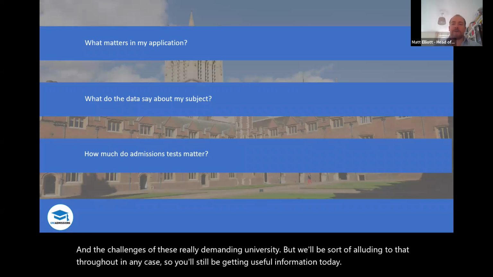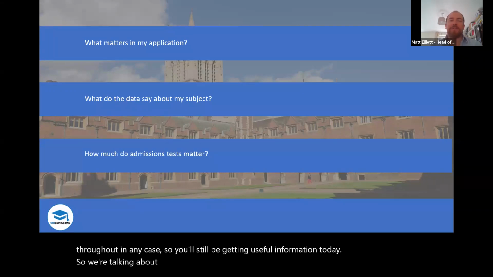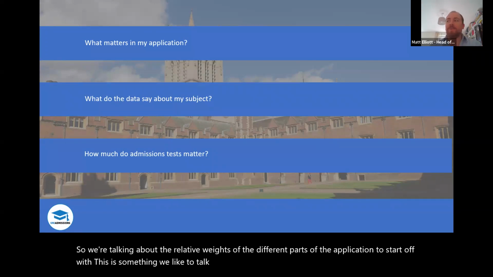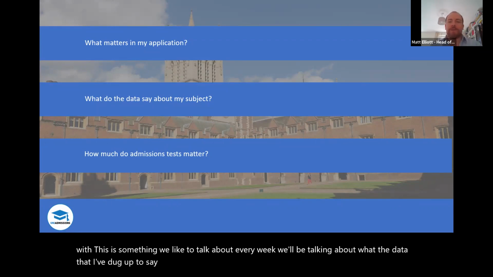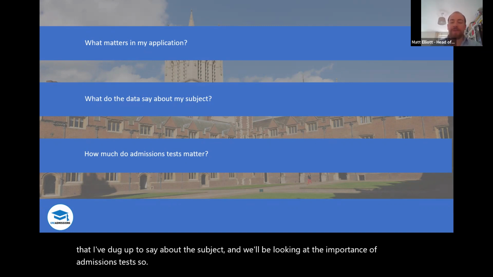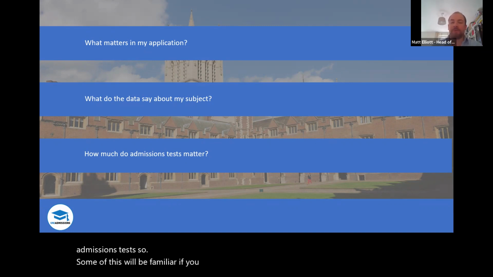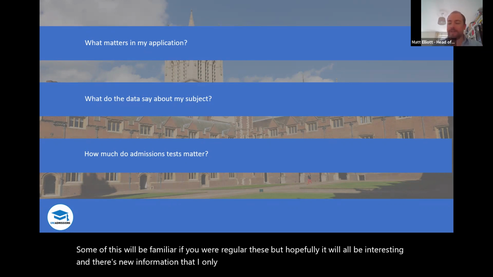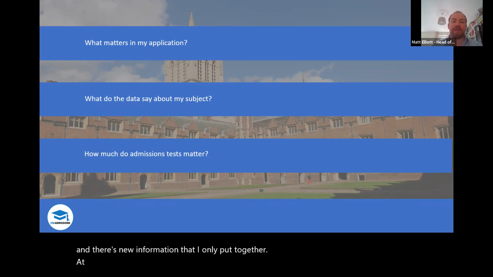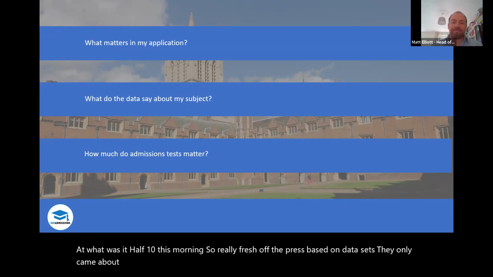So we'll be talking about the relative weights of the different parts of the application to start off with. This is something we like to talk about every week. We'll be talking about what the data that I've dug up say about the subject, and we'll be looking at the importance of admissions tests. Some of this will be familiar if you're a regular at these, but hopefully it will all be interesting. And there's some new information that I only put together at 10:30 this morning, so really fresh off the press, based on data sets that only came about 3 weeks ago.